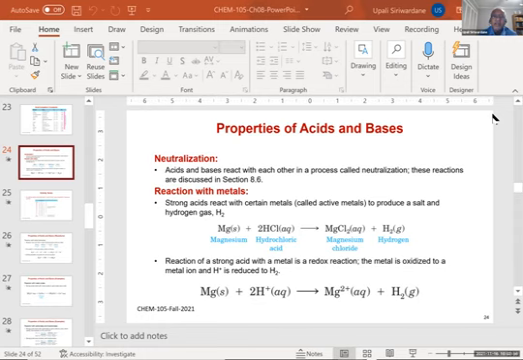There are two ways to indicate the acid ionization constant. One is the K sub A value, the other one is the pK value. Bases also have K sub B values. So today we're going to go over properties of acids and bases.